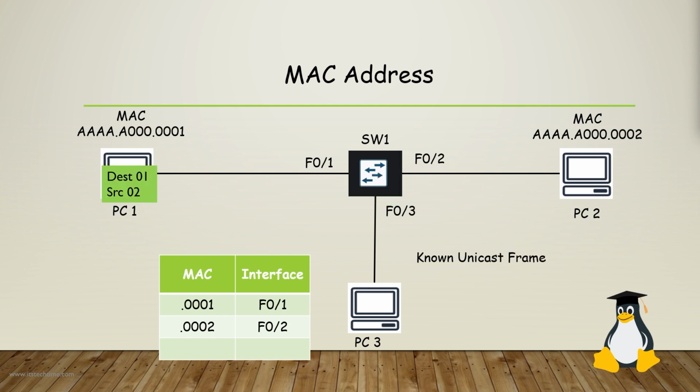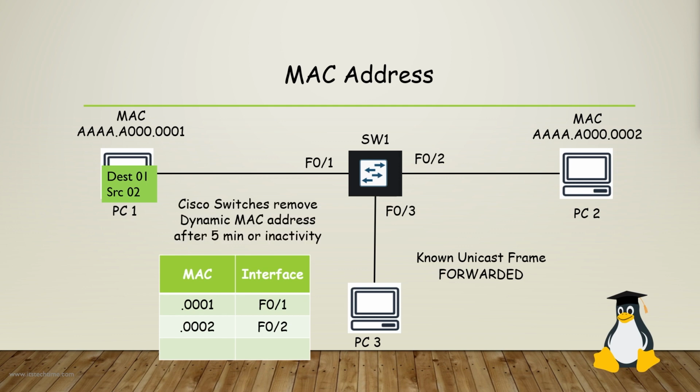This is called a known unicast frame, where the switch already knows where the frame needs to go and it doesn't flood the frame out all interfaces because it already had the destination in its MAC address table. So keep in mind, unknown unicast frames are flooded because the switch doesn't know where they're supposed to go, but known unicast frames are forwarded to their destination because their destination is already in the MAC address table on that switch.